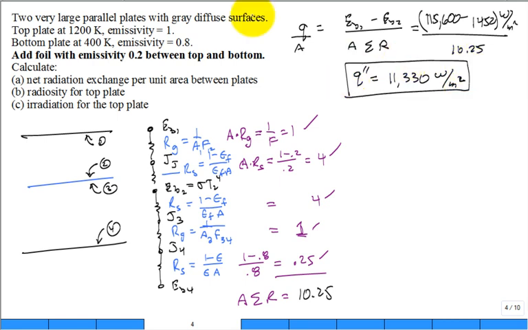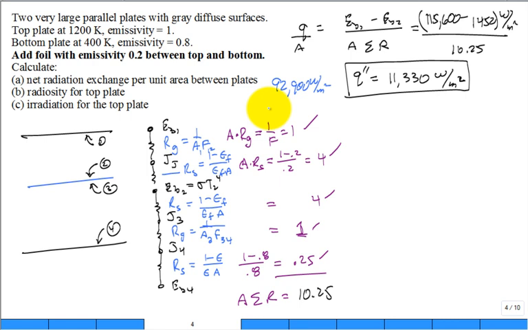What was it before? Wasn't it 92,900 watts per meter squared? Introducing just one little foil with the emissivity of 0.2 on both sides of it dropped the Q double prime, dropped the radiant heat transfer. That is a radiant shield. It's effectively a resistor, additional resistance.